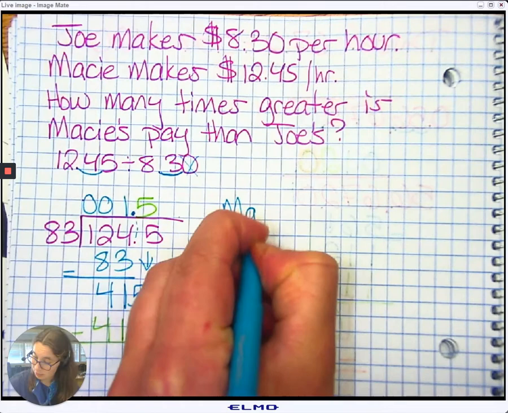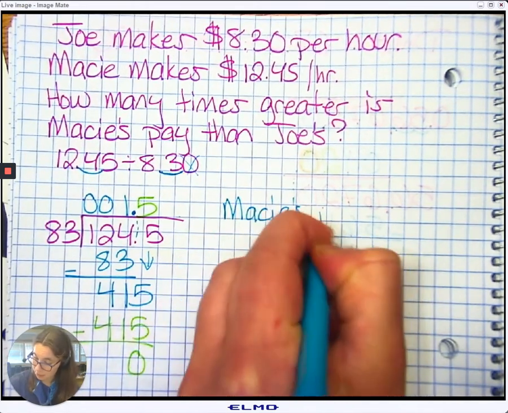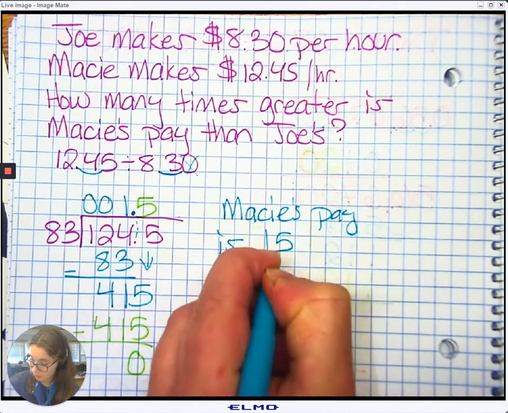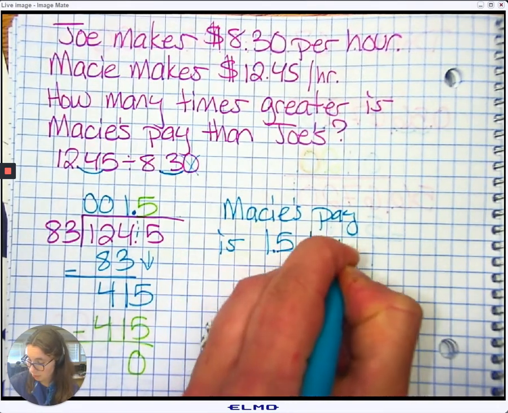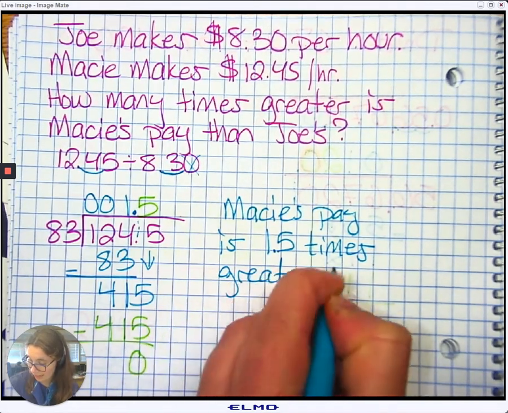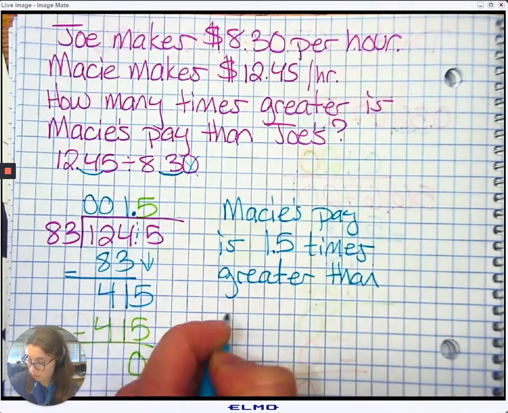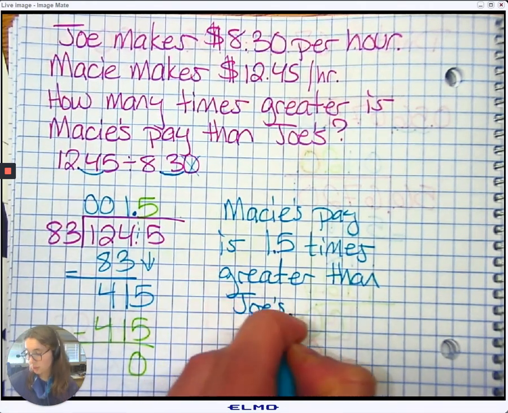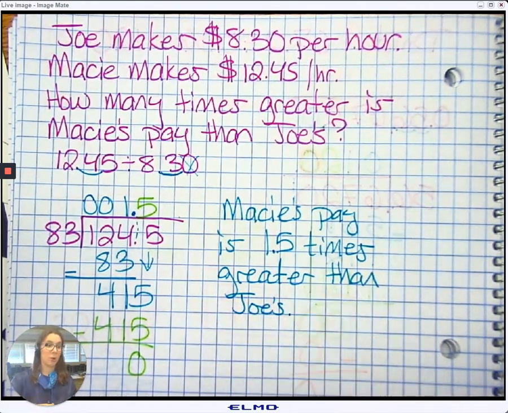Macy's pay is 1.5 times greater than Joe's. Notice that's than, not then. Than is a comparison word.